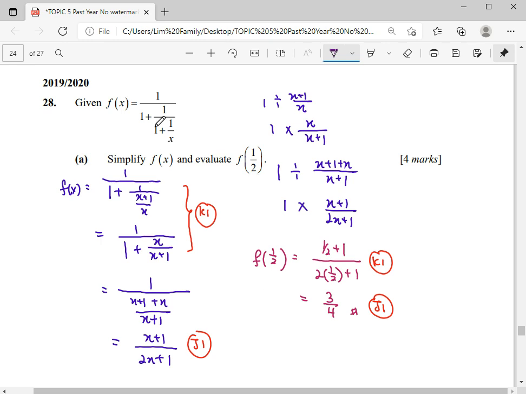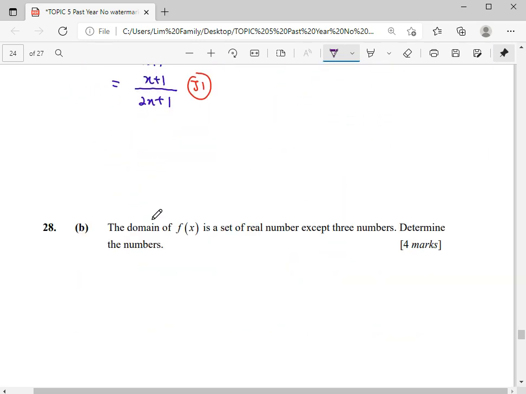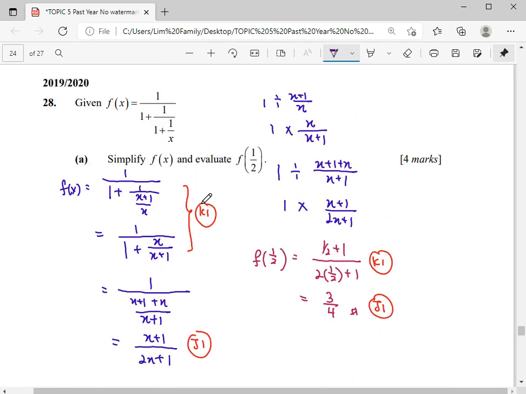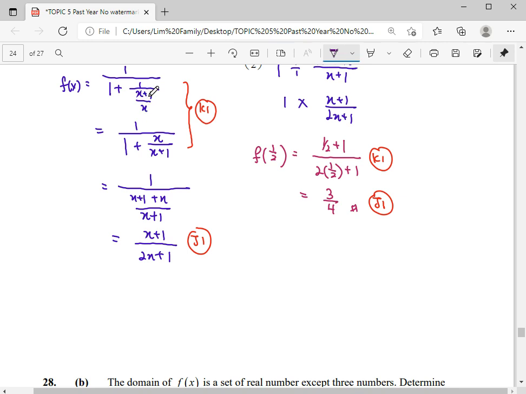For the first fraction here, the denominator is x. So in our domain, the denominator cannot be 0, right? So for the first fraction, the denominator is x, so x cannot be 0. That is our first restriction, coming from here. Then after we simplify, 1 over x plus 1 over x becomes another fraction, x over x plus 1.